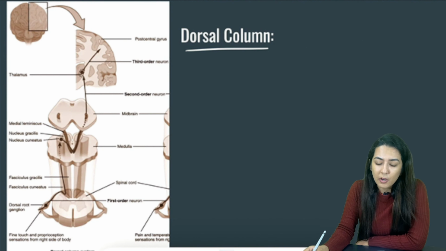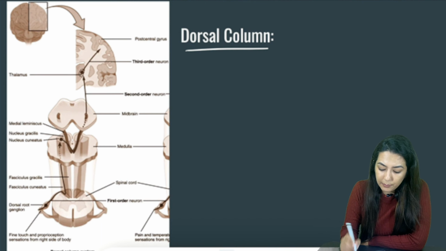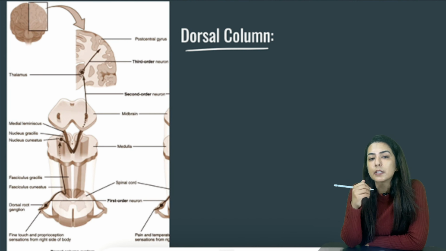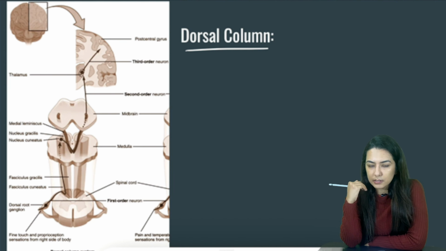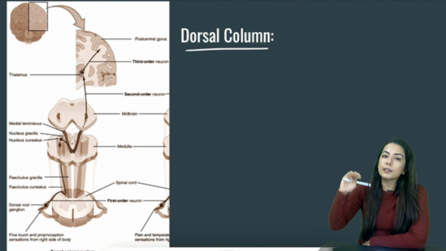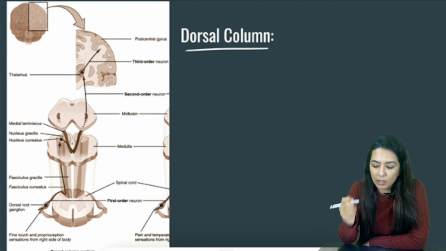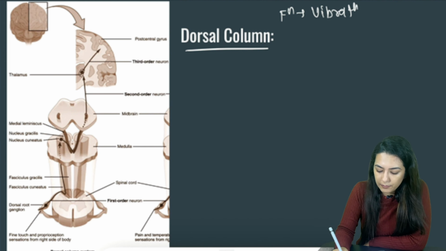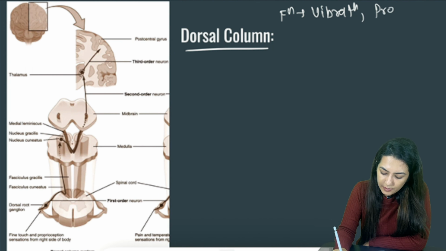Now dorsal column. We'll start with the dorsal column. It is a very important column or tract. The name itself suggests that it is present dorsally in the spinal cord. Now we'll understand the pathway of the dorsal column. First of all, what is the function of the dorsal column? It transmits the sensation of vibration, pressure, proprioception.